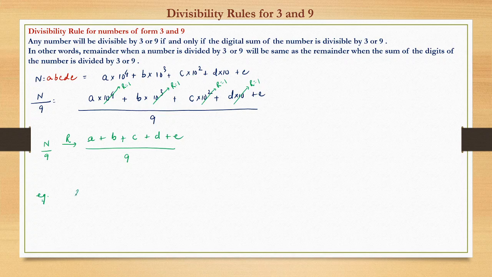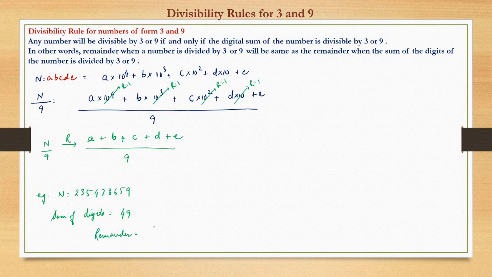Again the same kind of example, any random number: 2, 3, 4, 2, 3, 5, 4, 7, 8, 6, 5, 9. Let us see what the sum of digits will be. The sum of digits would be 2 plus 3, 5, plus 5, 10, plus 4, 14, 7, 21, 8, 29, 6, 35, plus 5, 40, plus 9, 49. So 49 is not divisible by 9, right? So here there will be a remainder.